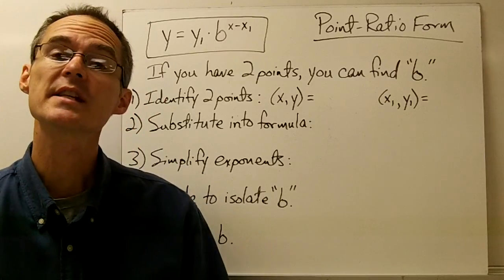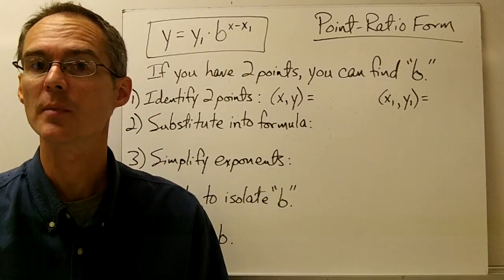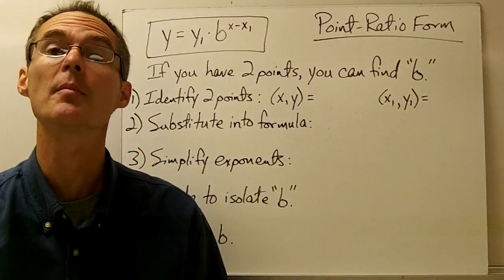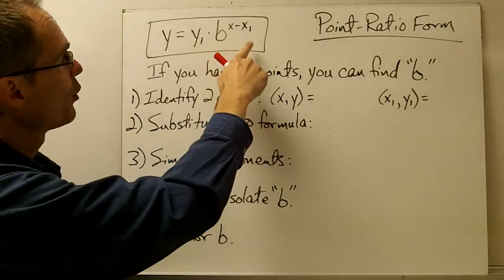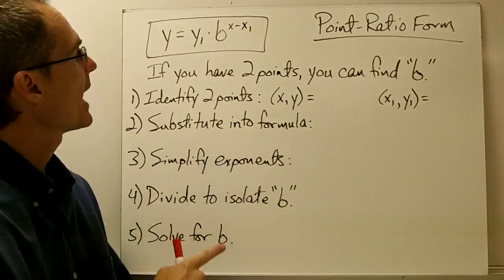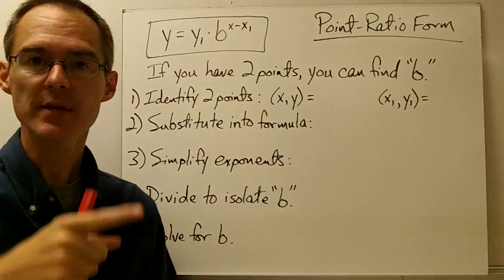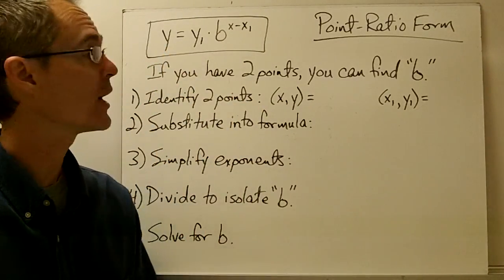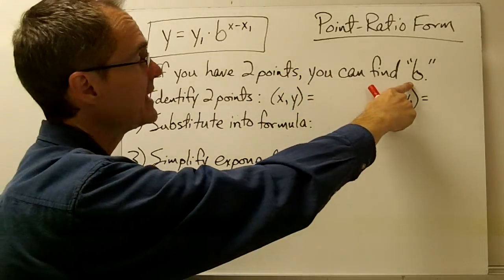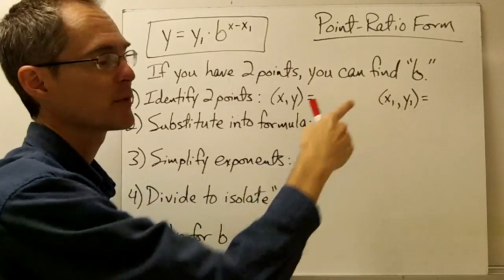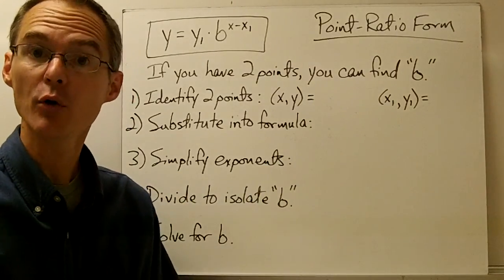Okay, in this video we're going to see how we use the point ratio form of an exponential equation to come up with an exponential equation. So here is our point ratio form, and if we have 2 points that we know form an exponential equation, then we can use those 2 points to find b, this value here, and then once we have that, we can find the whole equation.